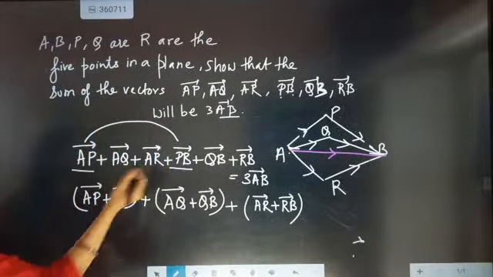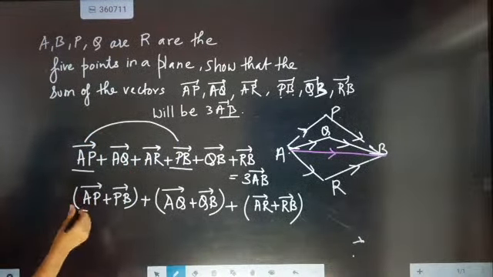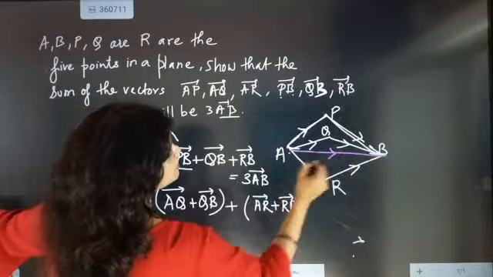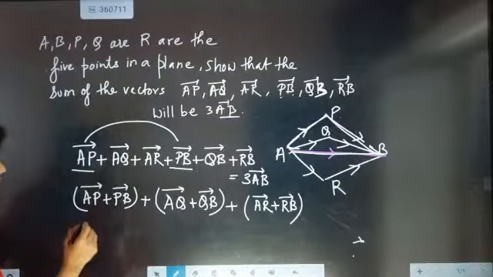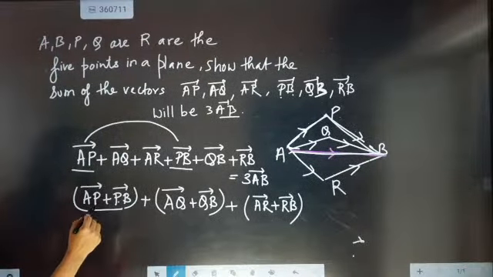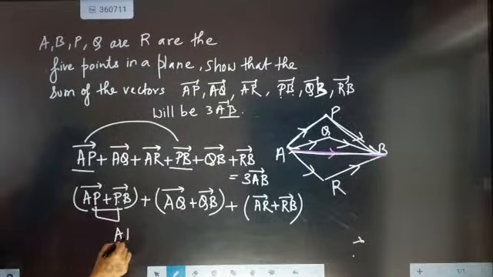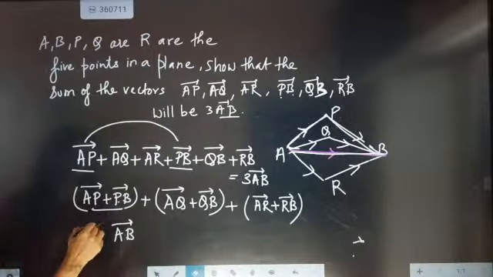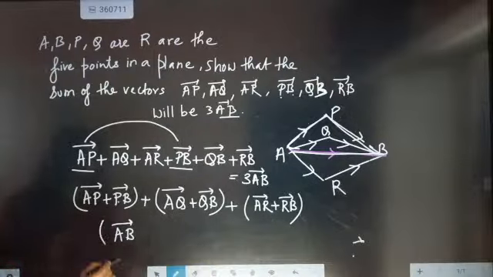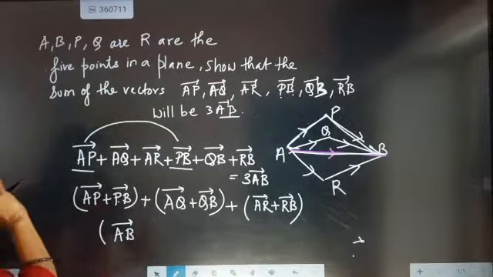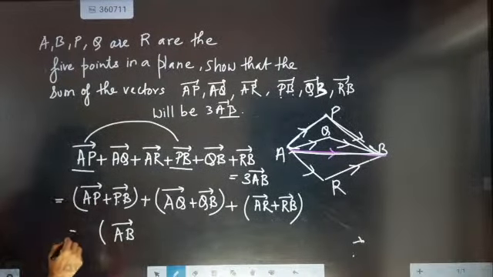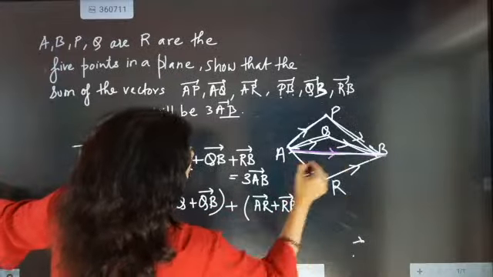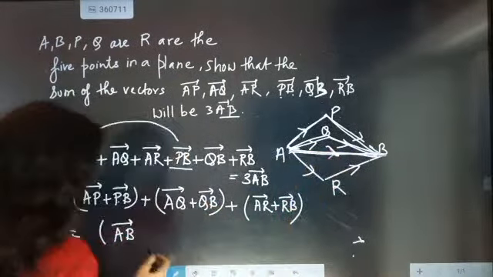Now you know by triangle law, AP plus PB will become what? AP plus PB will become AB vector. Then next, AQ plus QB, by triangle law it will become AB.